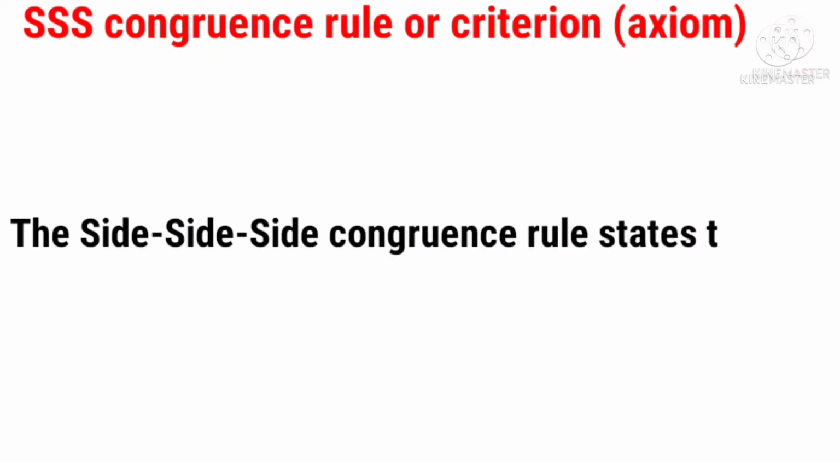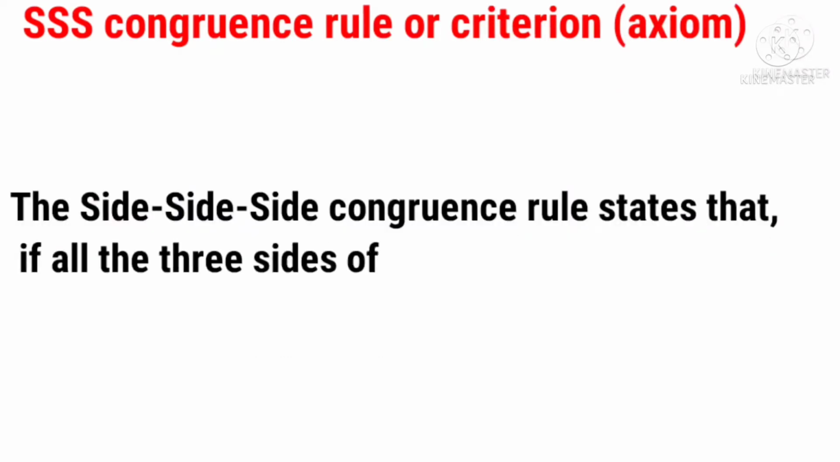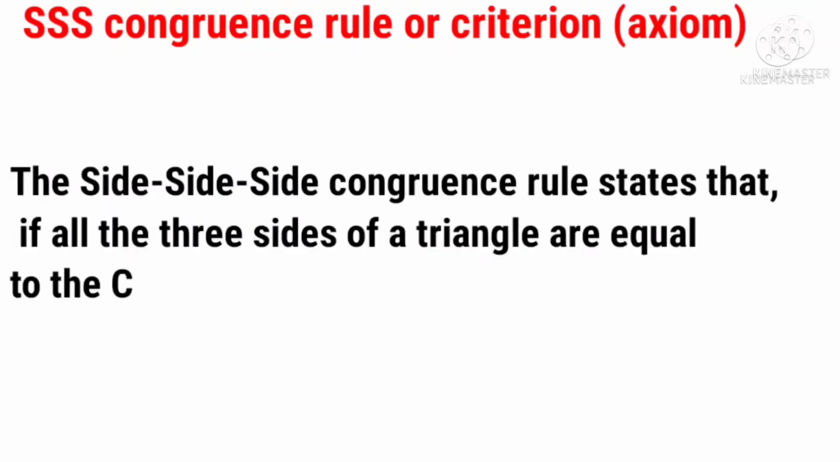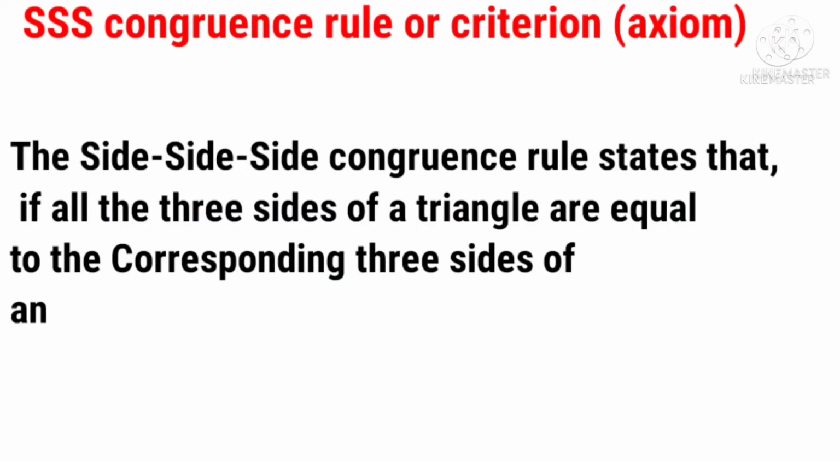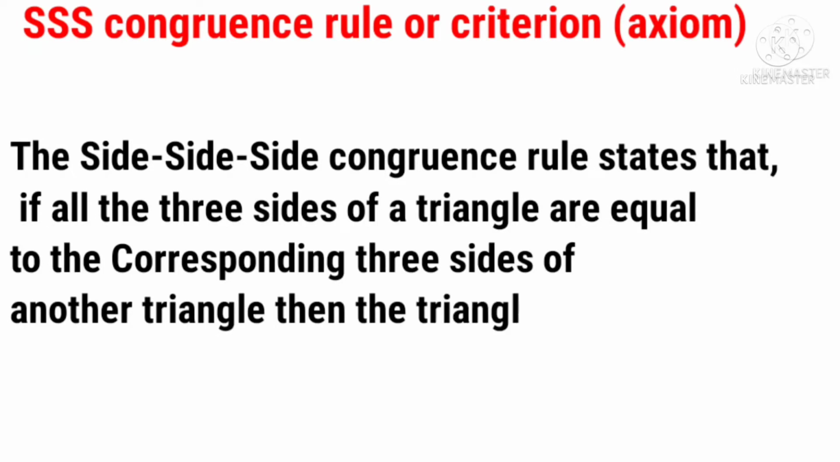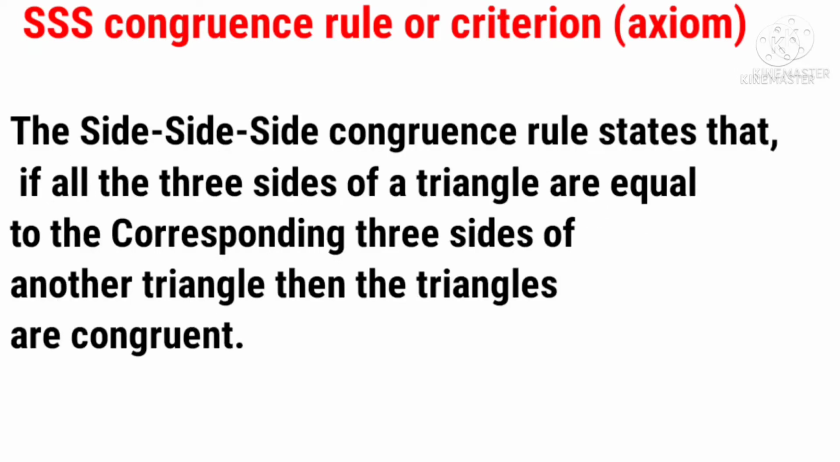Okay, so what is the SSS congruence rule? The side congruence rule states that if all the three sides of a triangle are equal to the corresponding three sides of another triangle, then the two triangles are congruent.